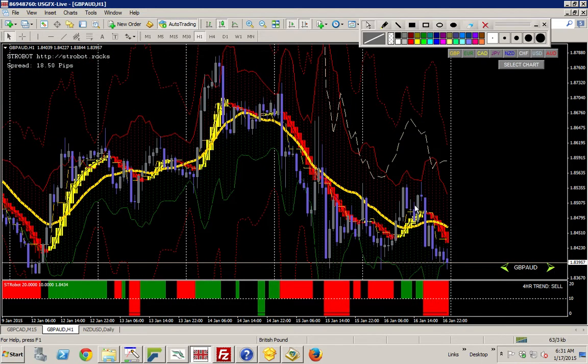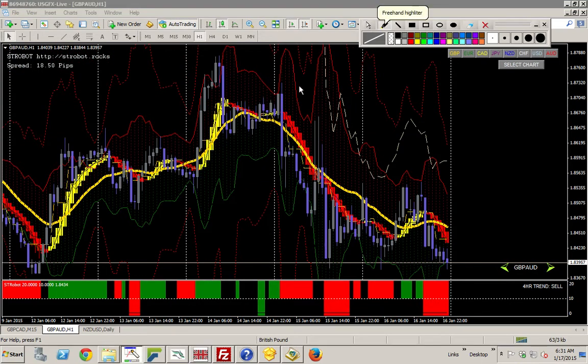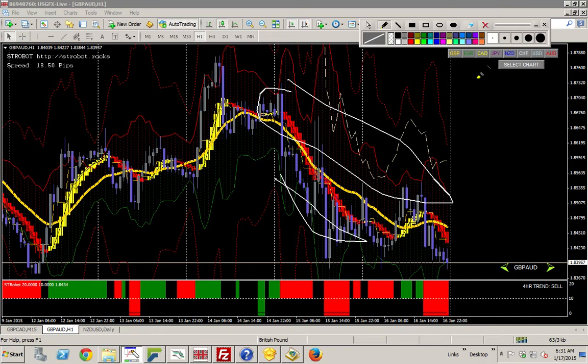Again, you can see his entries. So basically, and this is where the top of it comes in, he enters above this line, and he buys below it. So he's looking for a number of things together.